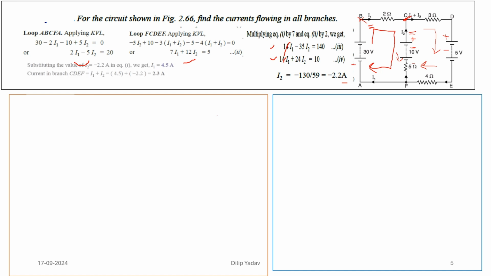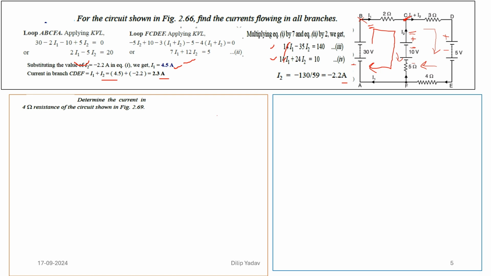If I know the I2 value, I will put it in any equation. We have the two equations, this one and this one. Putting it in any equation, I calculated the value of I1, and the total current across this is I1 plus I2. So we can calculate the total current across this terminal. Now coming to the next numerical, it is saying to determine the current.